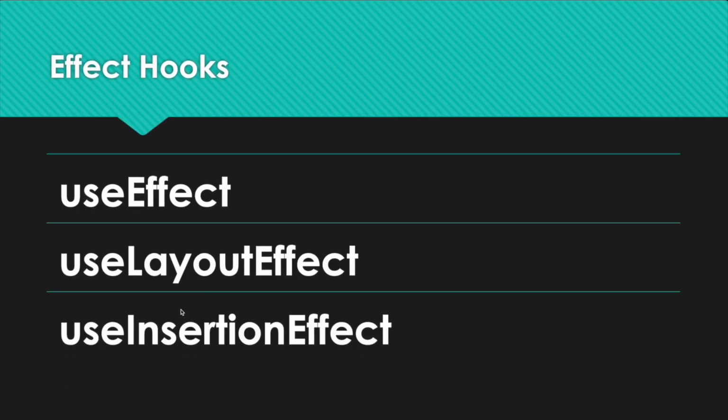We have the effect hooks here. Effect hooks let a component connect and synchronize with external systems. This includes dealing with the network, for example, sending and receiving data to and from an API, browser DOM, animations, and so forth and so on. We have three hooks here. We have useEffect that connects a component to an external system. Basically, for example, fetching data would always go here.